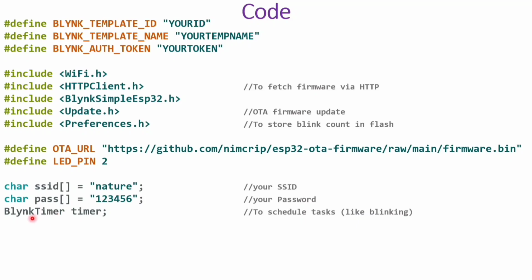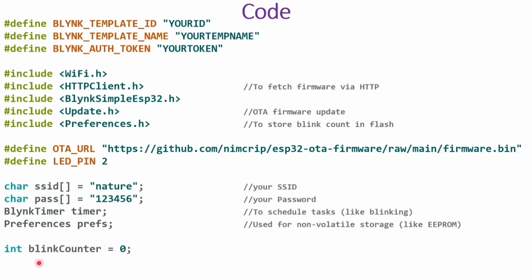Then we have to create one timer instance. It will be used to schedule tasks like LED blinking. Then the preferences object, which is used for non-volatile storage. In our case, we are going to store the LED blinking count. Okay. Then int blinkCounter is equal to 0. So we have taken one integer variable called blinkCounter and initialized it with 0.